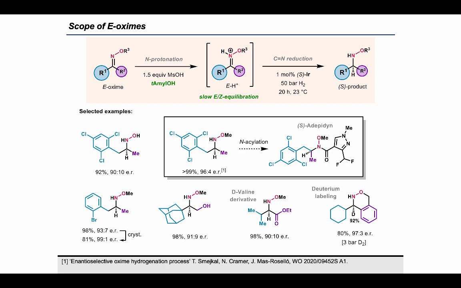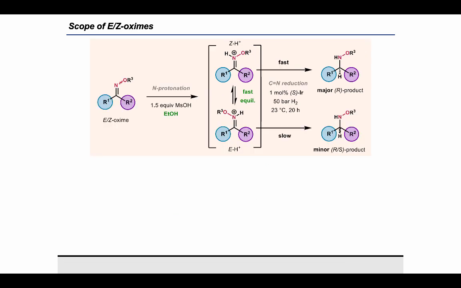Our method also provides access to novel enantioenriched N-alkoxy derivatives of amino acids, such as the valine example shown here. It also works with low pressure of deuterium, allowing for isotopic labeling of valuable hydroxylamine scaffolds. Oximes having similar-sized substituents were conveniently hydrogenated as the untreated E/Z mixtures.